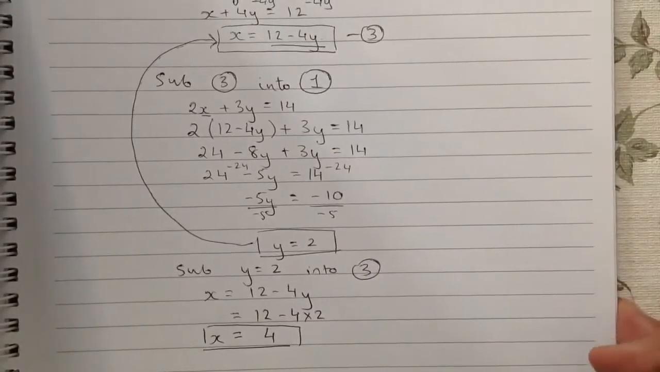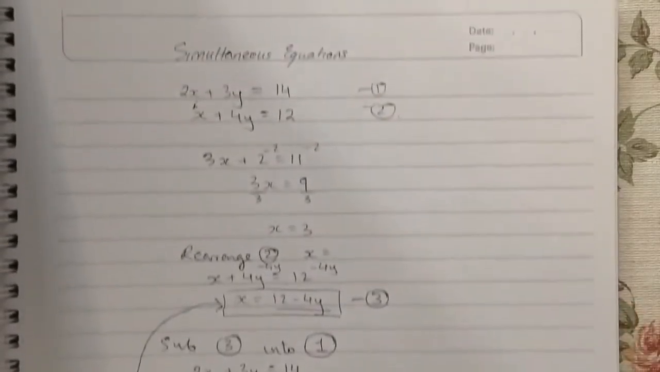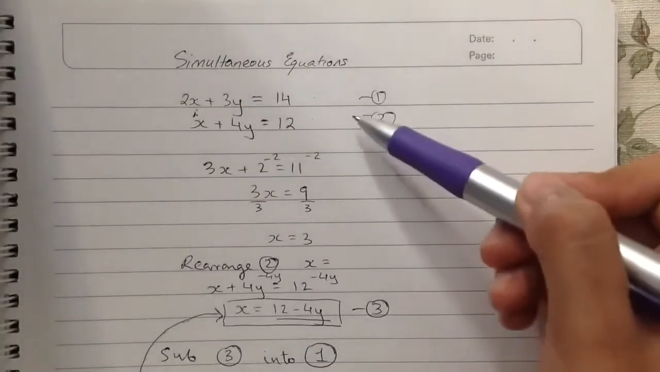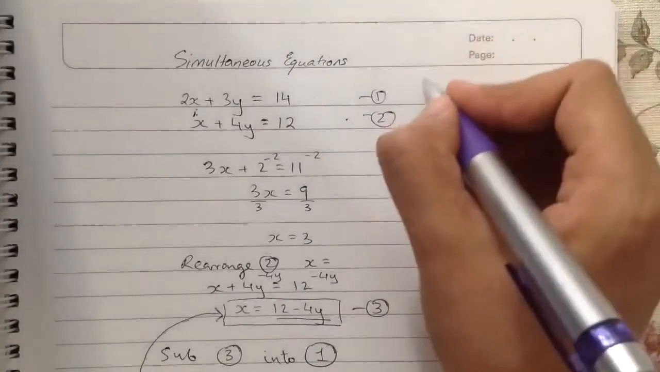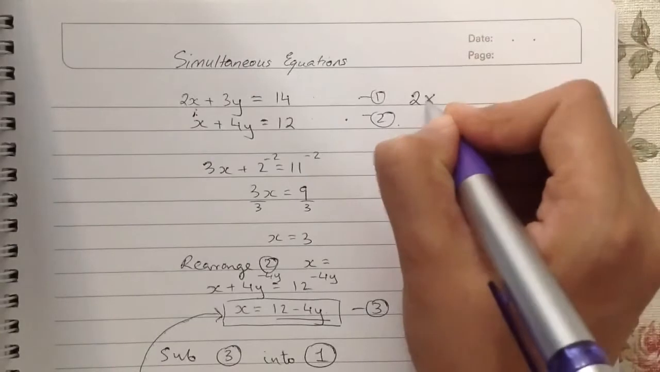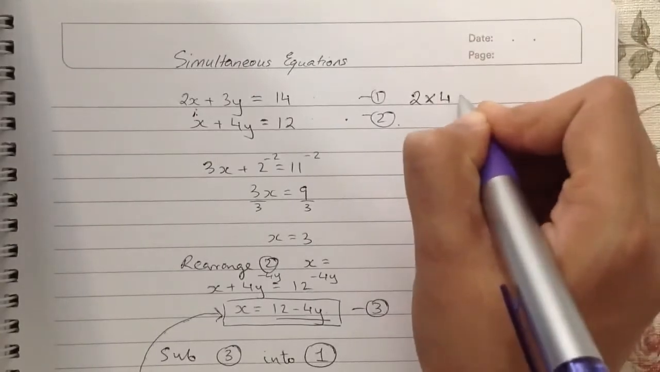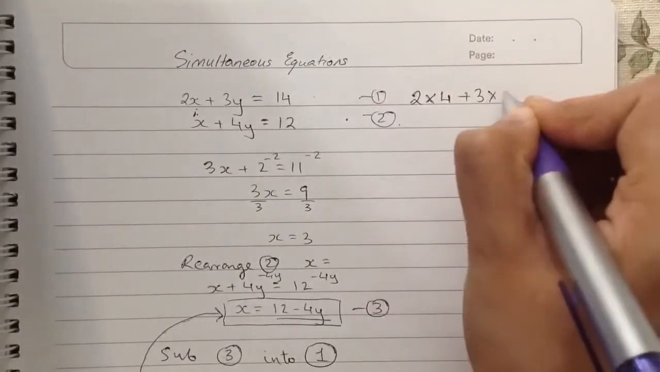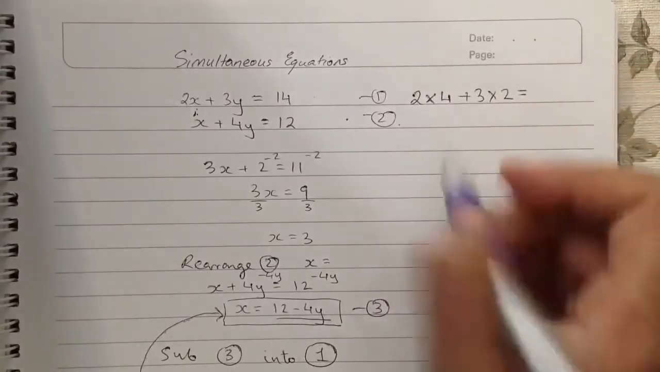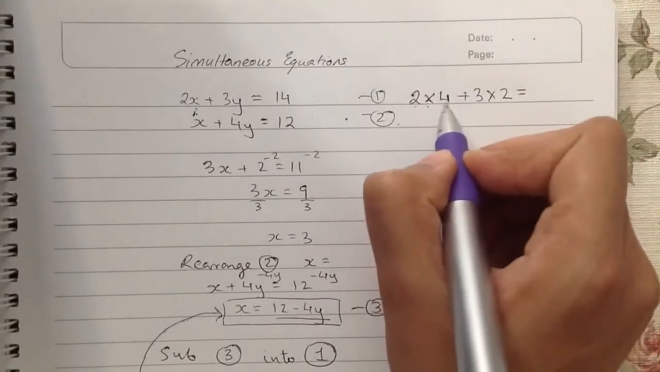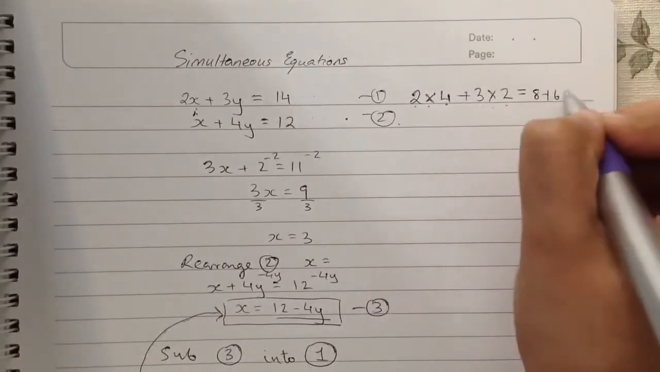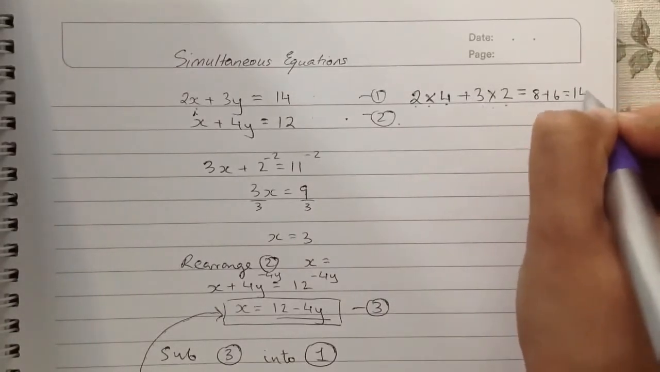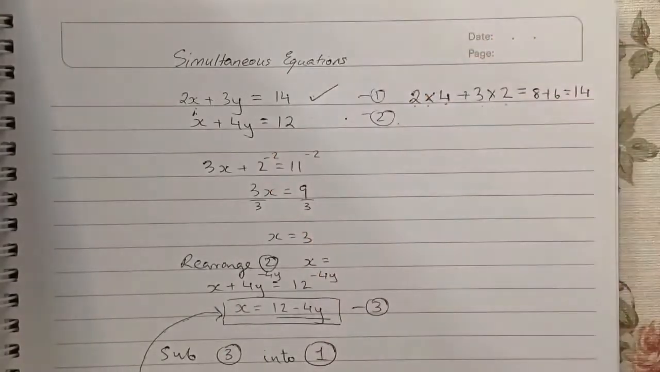In order to check if our answers are correct, all we have to do is sub them back into the original equations. So equation 1 now becomes 2 times x, which is 4, plus 3 times y, which is 2. So what does this equal? 2 times 4 is 8, plus 3 times 2 is 6, which is 14. So yeah, equation 1 works with our values of x and y.